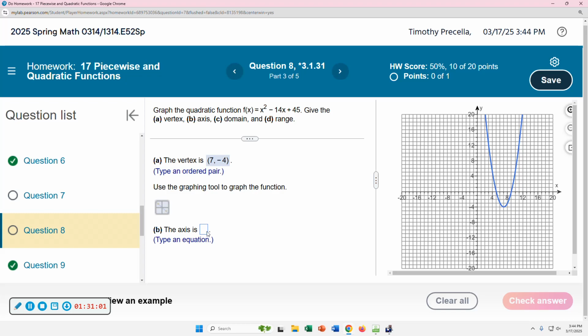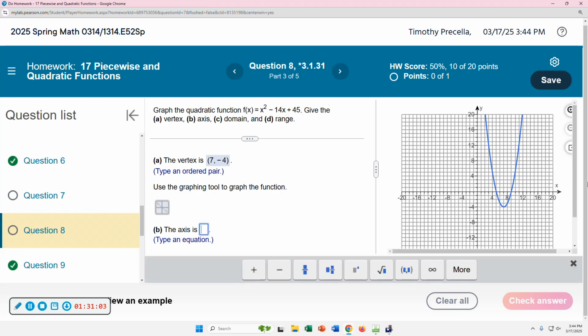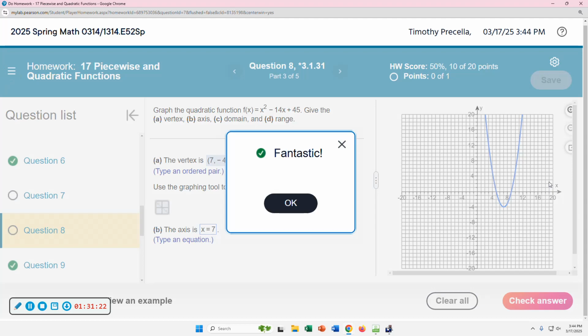The axis, x equals 7. I think there's one problem for the axis. I think it's number 7. They type x equals for you, okay? So you don't have to type it. But for all the others, they're not giving you the x equals. You have to type it.